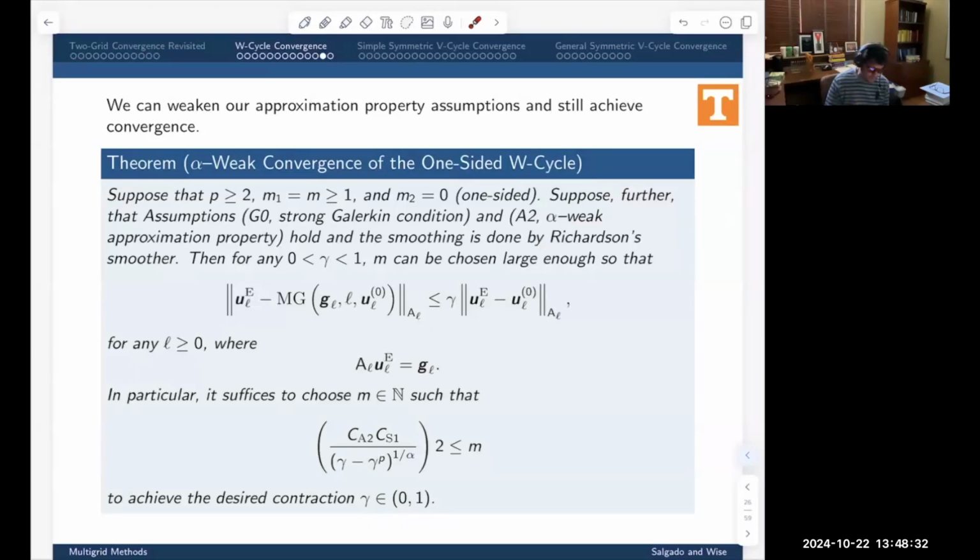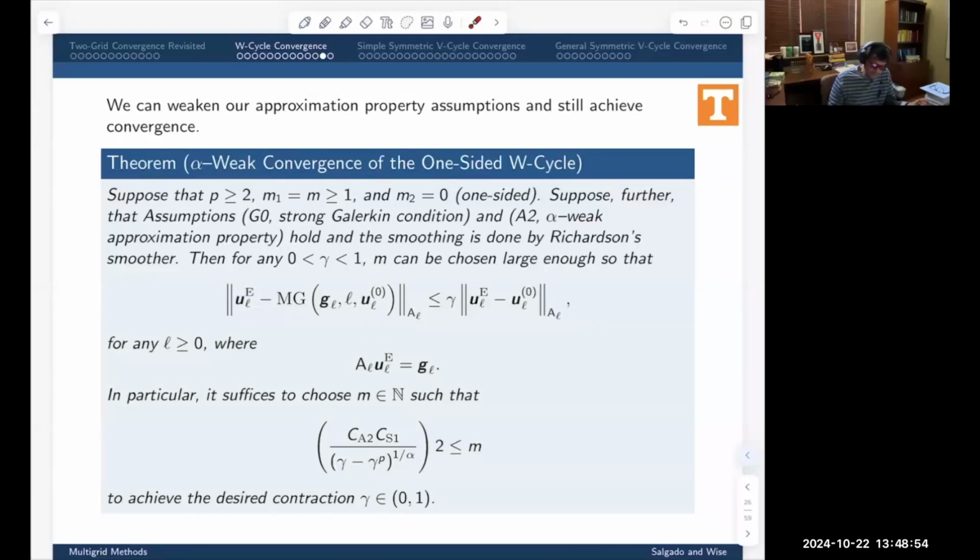So what are the details? The details are pretty much exactly the same as they were for the strong case. It's just that I need to use the fact that I have the alpha-weak convergence of my two-grid method. And if I have the alpha-weak convergence of the two-grid method, I can use the same strategy that I used to prove the W-cycle convergence.